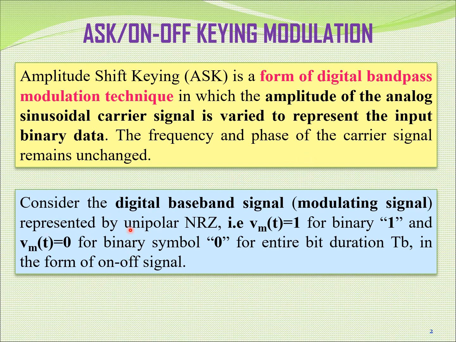Now let us consider a digital baseband signal, called the modulating signal, which is represented by unipolar non-return to zero. The meaning is that the voltage is 1 for binary 1 and 0 for binary symbol 0 for the entire duration TB, in the form of an on-off signal. So when it is on, it is 1, and when it is off, it is 0. That's why this modulation is also called on-off keying.